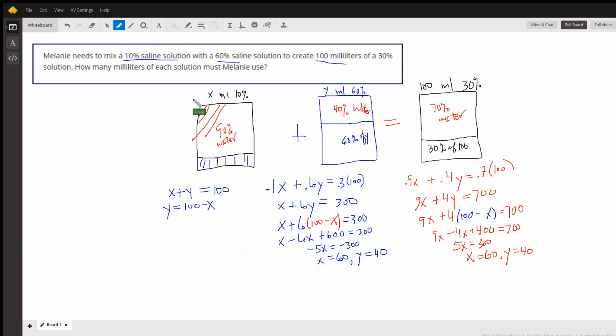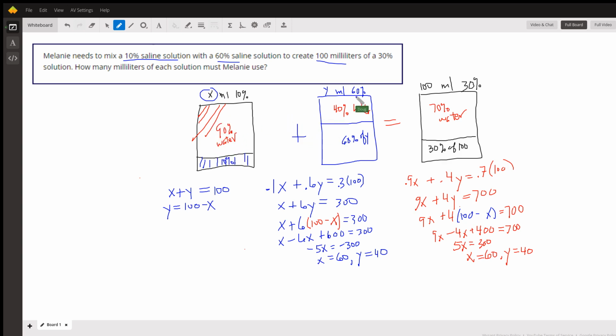So here's a little picture of what's happening. We're going to let X equal the number of milliliters of 10% solution. So this down here is 10% saline. And so there's 90% water.